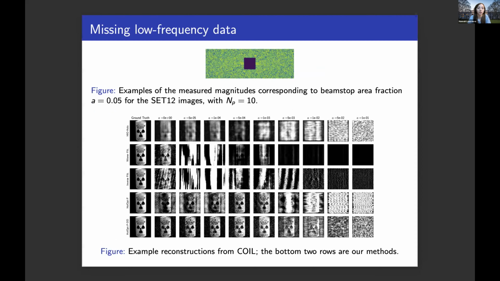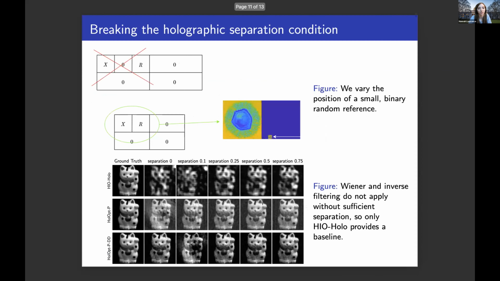First, one thing we can play with here is missing low frequency data. As you move to the right along the columns, we're taking out more and more of the low frequency data and seeing which methods can still reconstruct this cylindrical image. Our methods are the bottom two rows, where the bottom row also has the deep decoder. Visually, you can see that as you go further out to the right, our methods can tolerate far more missing data than any of the baselines, which are shown in the top three rows. That's great news for experiments where you're missing a high fraction of the low frequency data. I'll just mention briefly, we can also break the holographic separation condition.